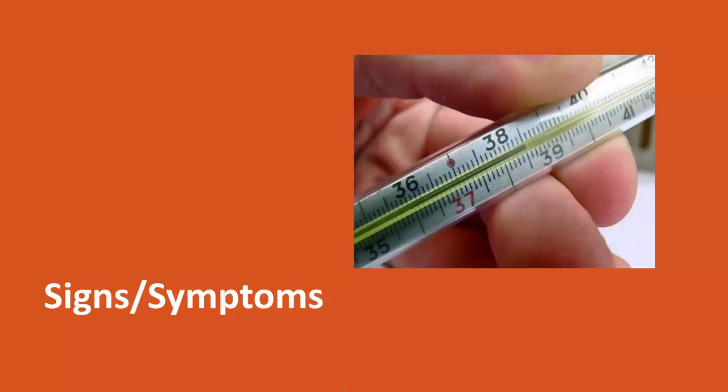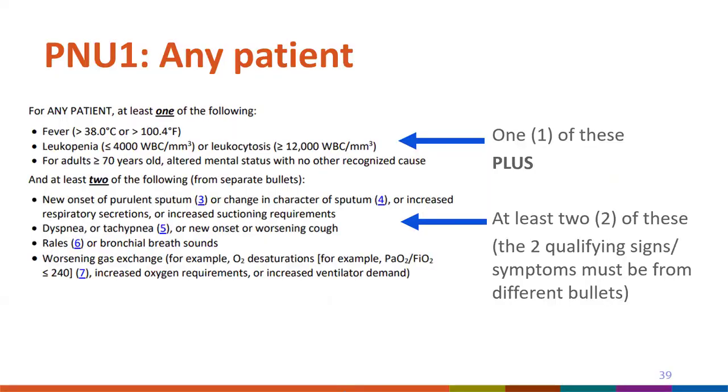Now that we've covered the imaging component, let's talk about the signs and symptoms component. If you recall, NEW 1 has 3 different sets of criteria for signs and symptoms, and we'll look at these individually, starting with signs and symptoms for any patient, regardless of age. Remember, these criteria can be applied to any patient, so even infants and children can meet these criteria.